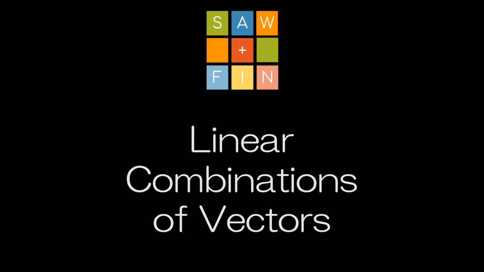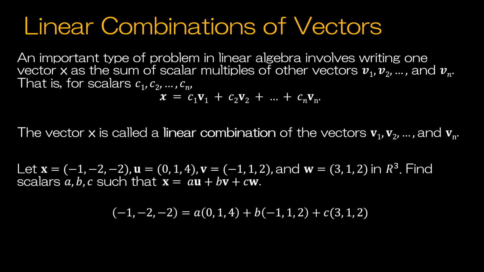Linear combinations of vectors. So a very important type of problem, and one that you'll see over and over again, not only in linear algebra, but especially in linear algebra, involves writing a vector as the sum of scalar multiples of other vectors. So in other words, I can take some vector x and write it as the sum of scalar multiples of v1, v2, and so on. We call that a linear combination of the vectors. So let's take a look at an example.